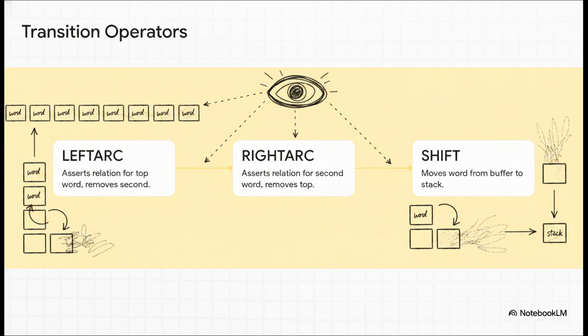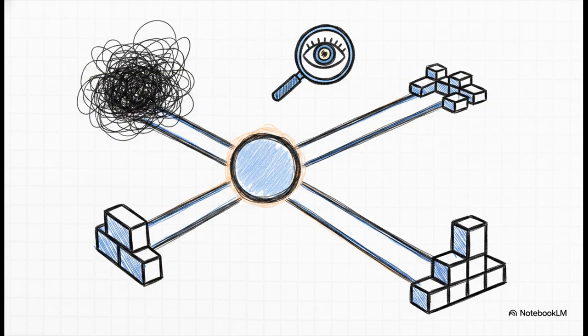It can say right arc, doing the exact reverse and tossing the top word, or it can say shift, which simply pulls a brand new word from the buffer right onto the stack. The parser acts super greedily here, just snapping words together and shifting down the line as fast as humanly or mechanically possible. Now, because this assembly line worker is so greedy and so fast, it only makes a single pass. Once a decision is made, boom, it's locked in, it cannot be undone.